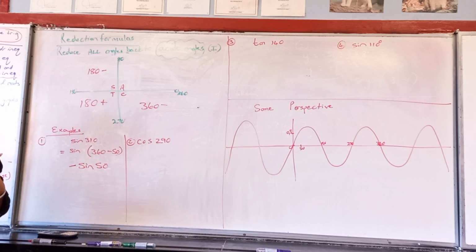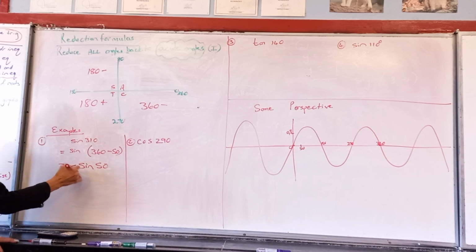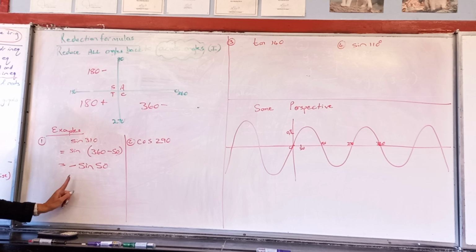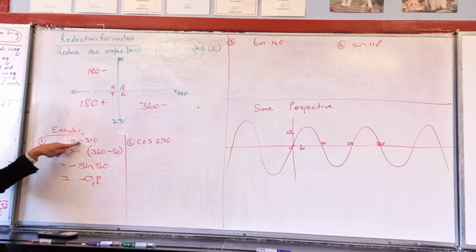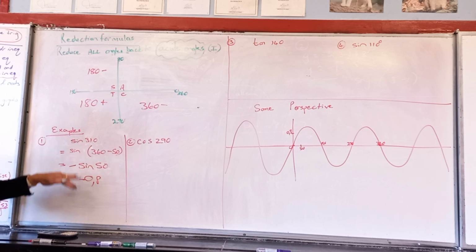Now, the only way to convince you about this is to take your calculator. Put into your calculator sin 310. What do you get? Negative 0,8, let's round up to one decimal for now. Now put into your calculator negative sin 50. What do you get? It's the same thing. I try to convince you that the answer on the calculator and that answer on the calculator are the same, so that should be convincing you that the technique is right.